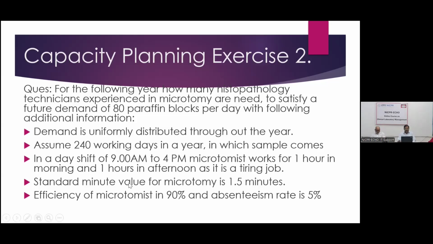And standard minute value, which we have seen in our previous slide, the definition of standard minute value, is the amount of time required to complete a particular task by trained manpower efficiently. And for microtomy, it is about 1.5 minutes per block. Then the efficiency of microtomists is 90% and the absenteeism rate is 5%. So now you calculate how many histopathology technicians for microtomy are needed.